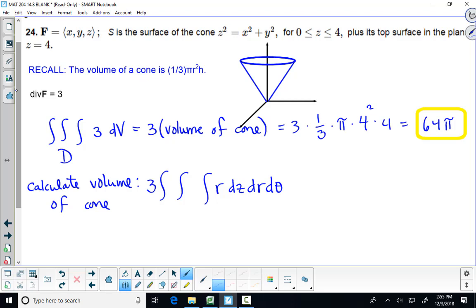Cylindrical coordinates. You said there's no Jacobian. There's obviously a Jacobian. Not a Jacobian that we have to calculate, though. We're not going over and doing some determinant. We know that in cylindrical we have r dz, dr, d theta.